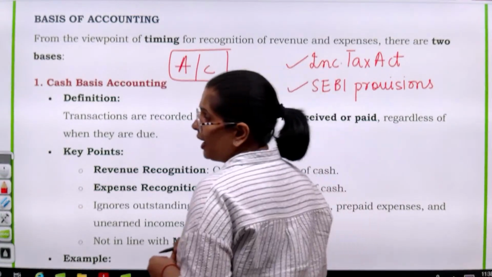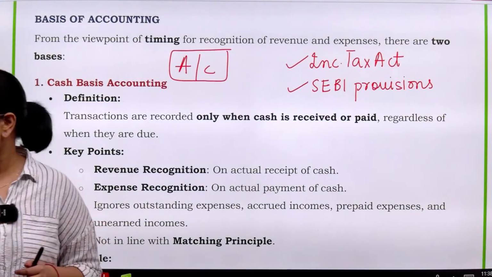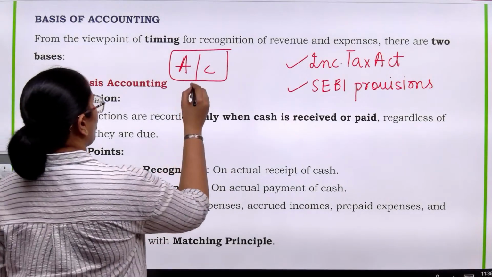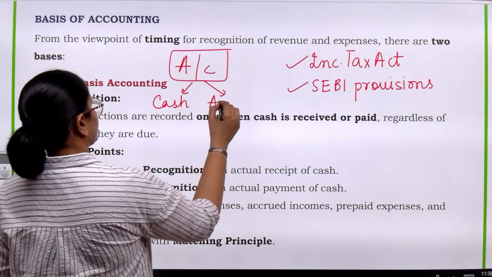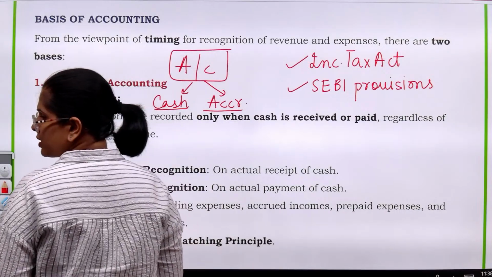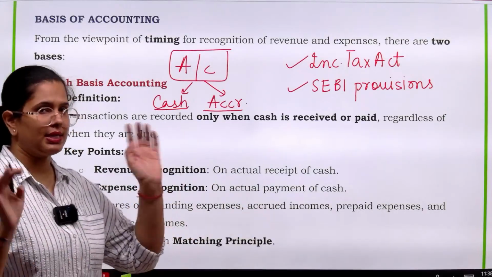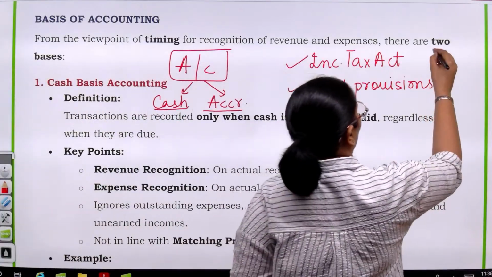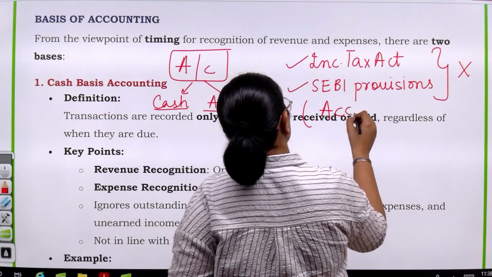In normal accounts, they tell me that you can follow cash basis or you can follow accrual basis. They have given me the leeway कि आप cash basis भी follow कर सकते हो, accrual basis भी follow कर सकते हो. What is cash basis? What is accrual basis? I'll explain to you. But Income Tax Act and SEBI provisions, they don't allow me this. They say no. You need to follow the accrual basis.